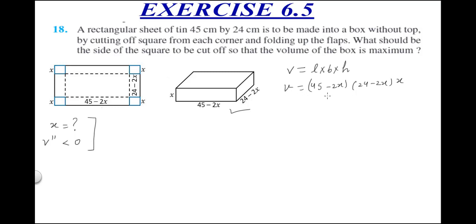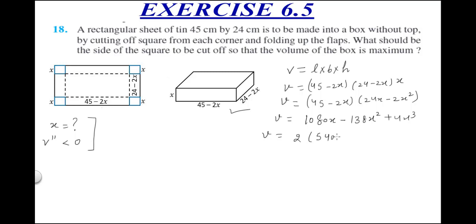First of all, V is itself a function of x only, so we will first simplify it. We multiply x with 24 minus 2x, so we get 24x minus 2x square. Now multiplying these two brackets, we get 1080x minus 138x square plus 4x cube. Taking 2 common, we get volume V equal to 2 into 540x minus 69x square plus 2x cube, or rearranging the terms, 2 multiplied with 2x cube minus 69x square plus 540x.